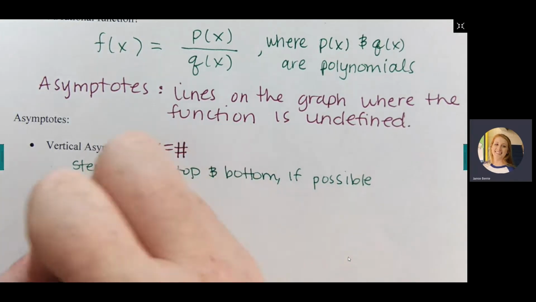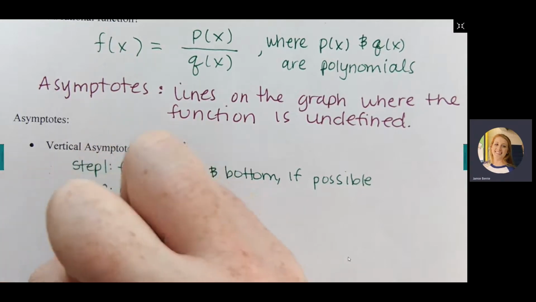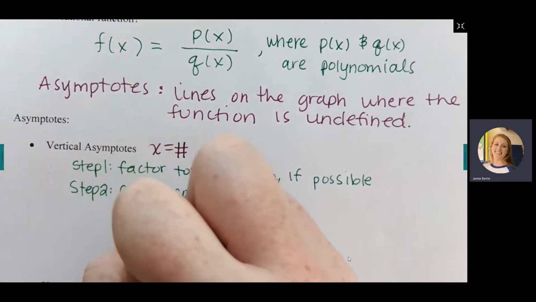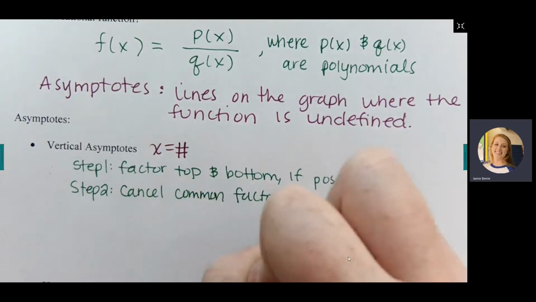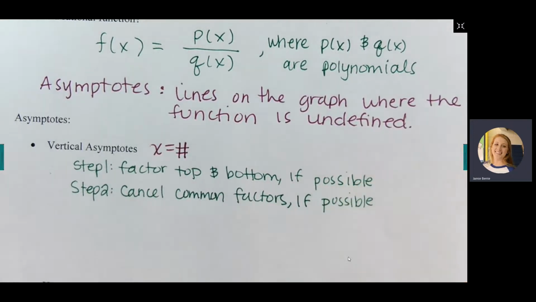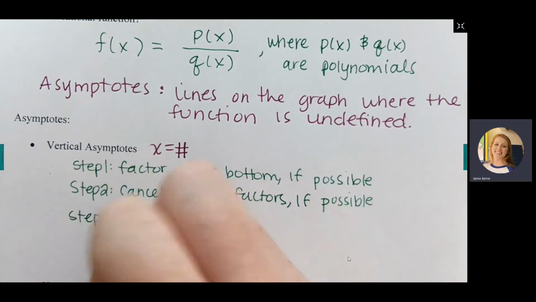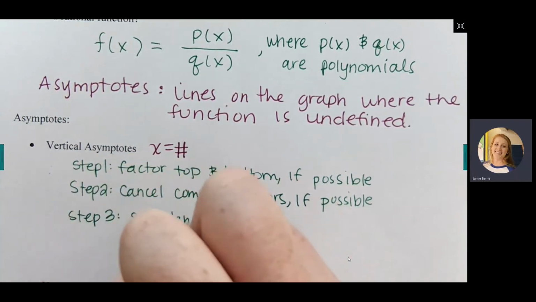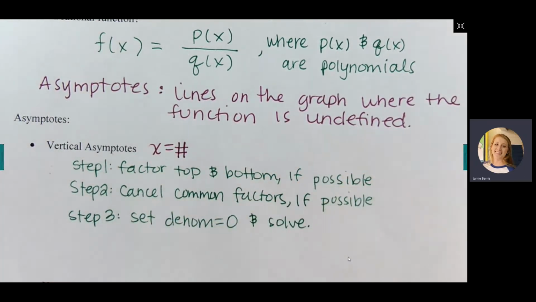And then the second step is cancel common factors if possible. And then our last step is going to be where we find the vertical asymptote. So step 3 is set denominator equal to 0 and solve, and that's going to give you the equation for your asymptote.